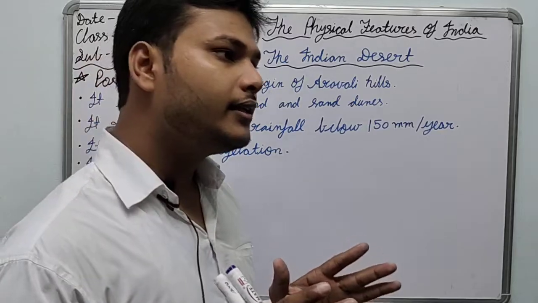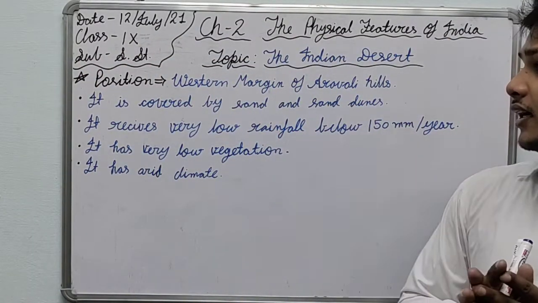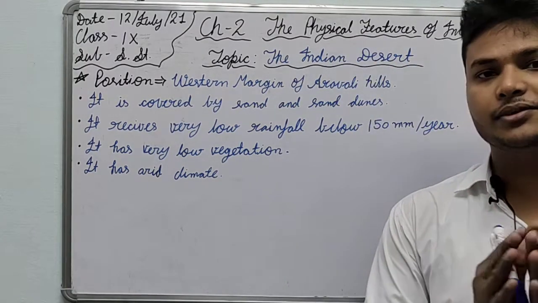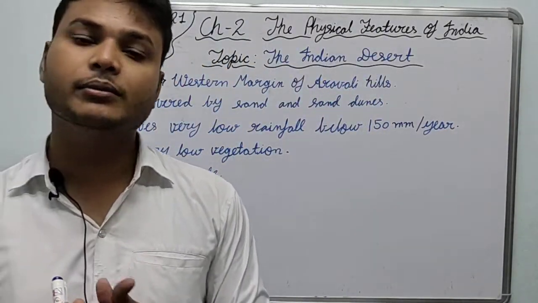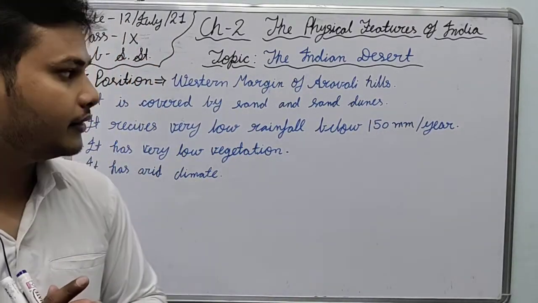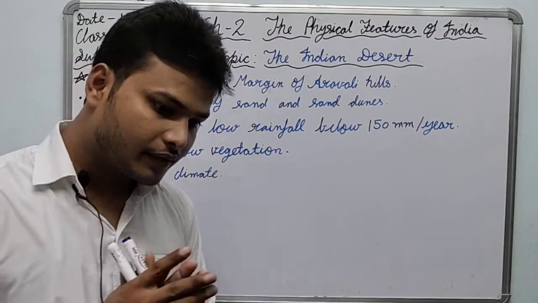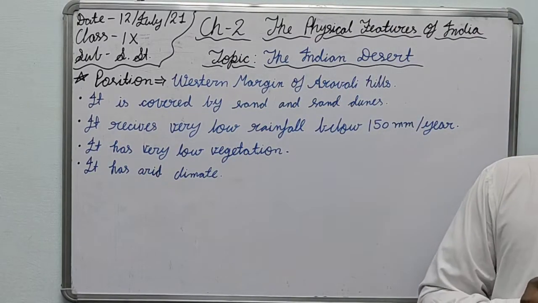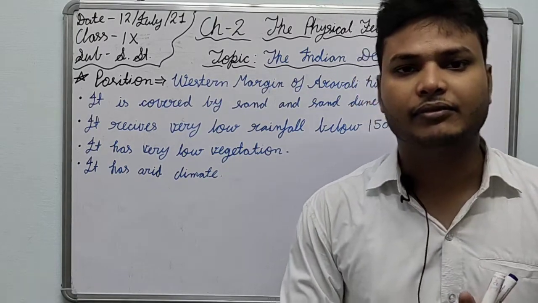मतलब कि the Indian desert, ये जो हमारा Indian desert है, that region receives very low rainfall. मतलब वहाँ पे बारिश बहुत कम होती है, approximately 100 millimeter per year, यानी कि 1 year में केवल वहाँ पे 15 millimeter ही बारिश होती है. Fine. After that, it has very low vegetation. Vegetation means what? That means there are very few plants and animals. मतलब there you can find very few different types of plants.